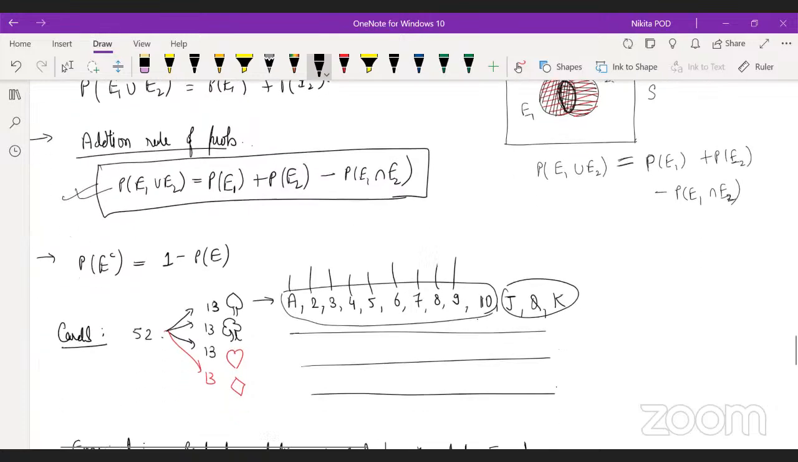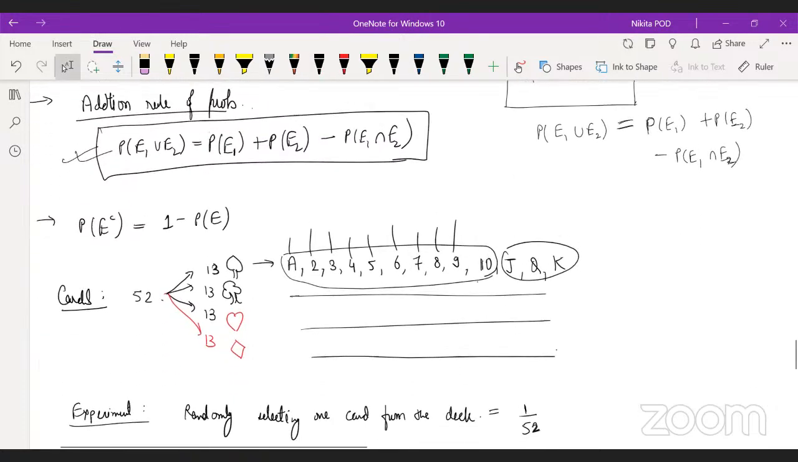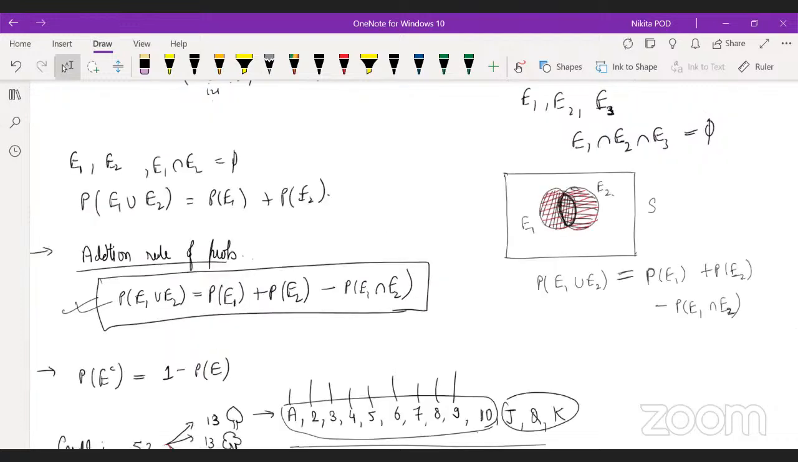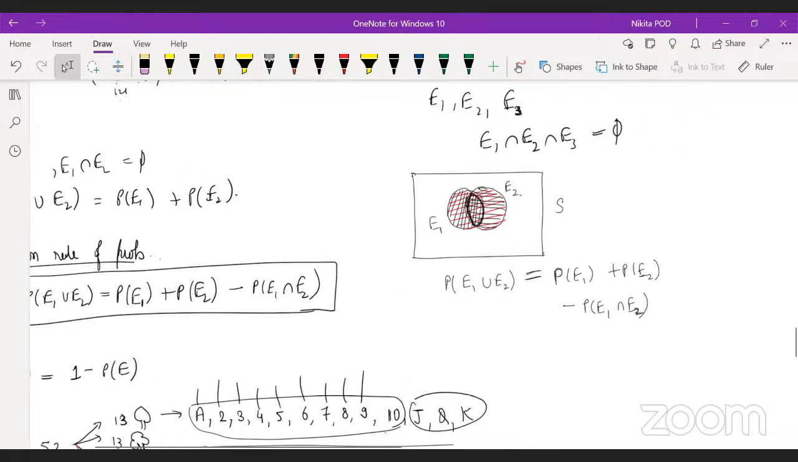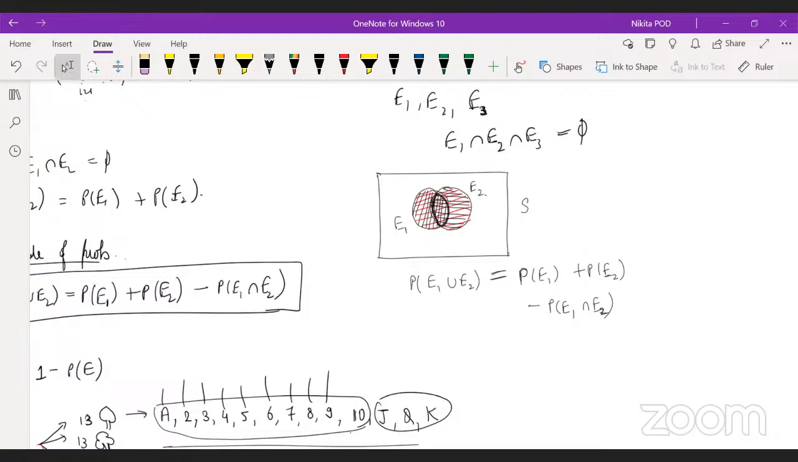Okay. Ma'am, just hypothetically speaking, I understood this rule by watching the Venn diagram. But hypothetically, what if we just did the union of E1 and E2 and added up the probabilities, just probability of E1 plus probability of E2? What will happen? If we add probability of E1 and probability of E2, will that exceed 1?